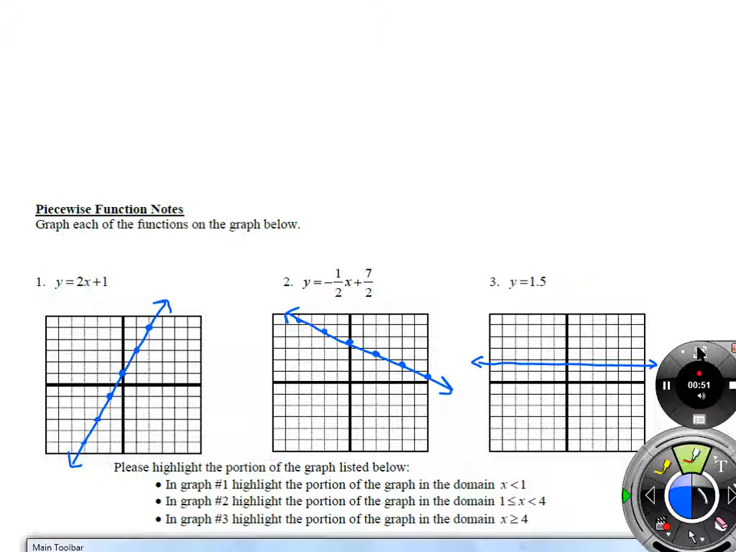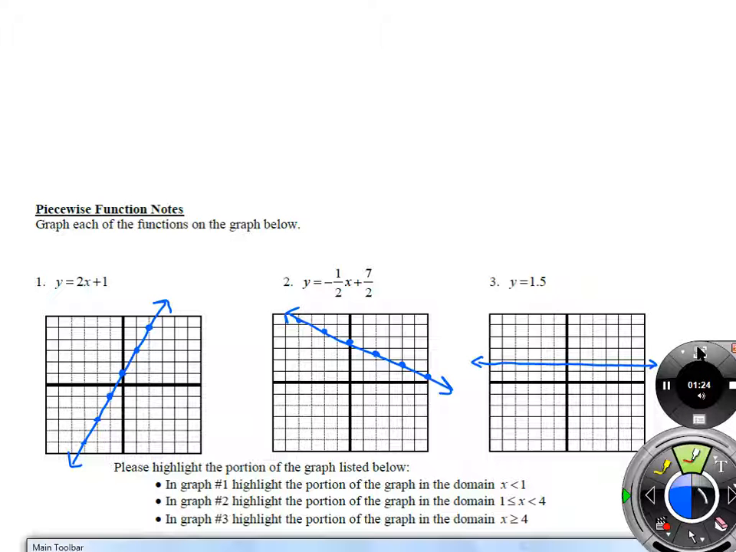In graph number 1, you're going to highlight the portion of the graph, the line that you've drawn, that is in the domain where x is less than 1. So not that whole line has a domain of x is less than 1. This was actually in the summer packet. If we took the domain of the entire line, what would it be? All real numbers, okay? I only want you to highlight the part of it that would be in the domain where x is less than 1.